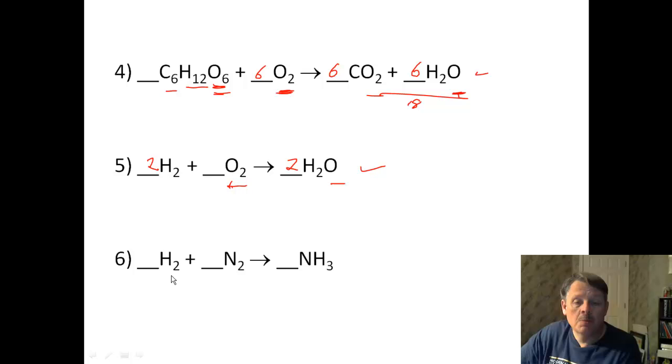All right, on number 6. The thing I quickly notice here is I have 2 hydrogens and 3 hydrogens. So when I see that, I know that I have to reverse my 2's and my 3's to make a total of 6 hydrogens on both sides. When I do that, I have 2 nitrogens on the left, 2 on the right. I'm balanced.